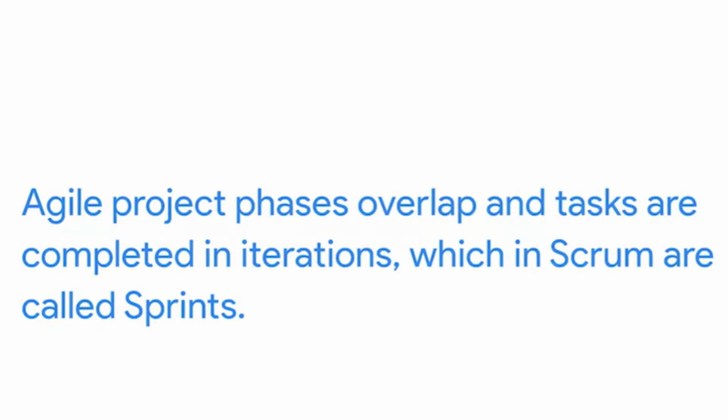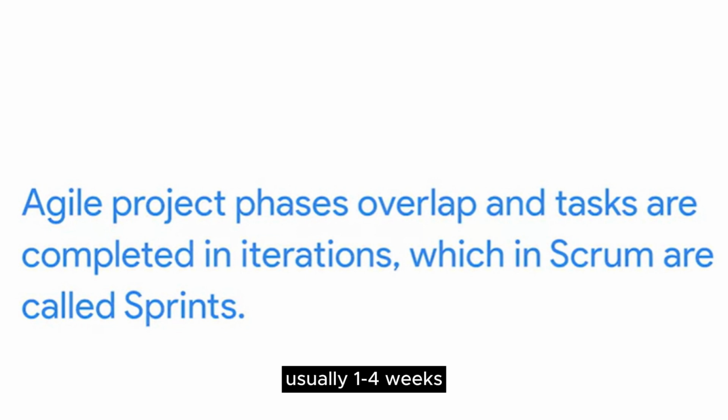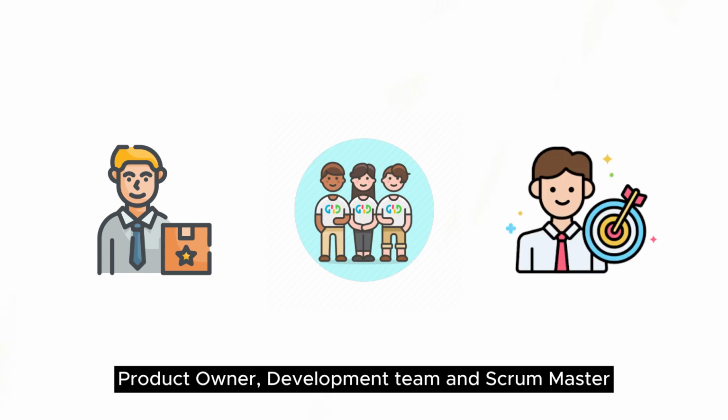Agile project phases overlap and tasks are completed in iterations, which in Scrum are called sprints. In this case, sprints are short chunks of time, usually 1 to 4 weeks, where a team works together to focus on completing specific tasks. In the world of Scrum, we have 3 key roles: Product Owner, Development Team, and Scrum Master.